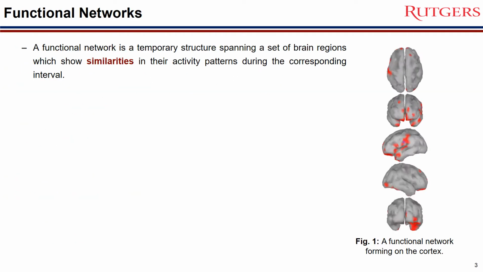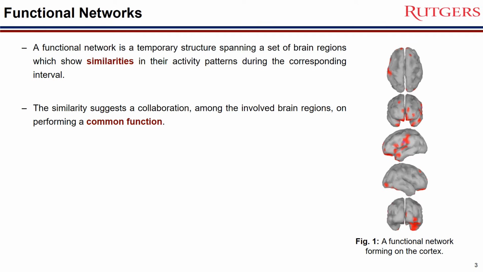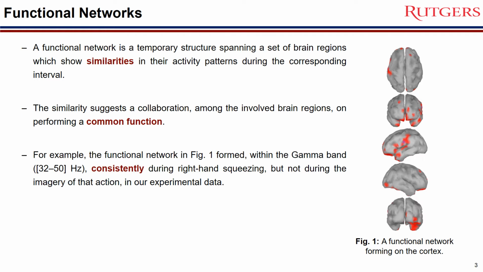Functional networks. A functional network is a temporary structure spanning a set of brain regions which show similarities in their activity patterns during the corresponding interval. The similarity suggests a collaboration among the involved brain regions on performing a common function. For example, the functional network in Figure 1 formed within the gamma band consistently during the right-hand squeezing, but not during the imagery of that action in our experimental data.